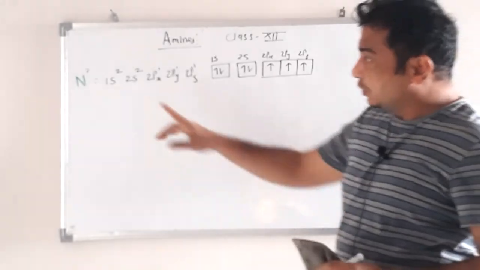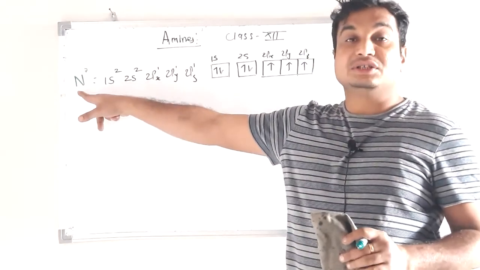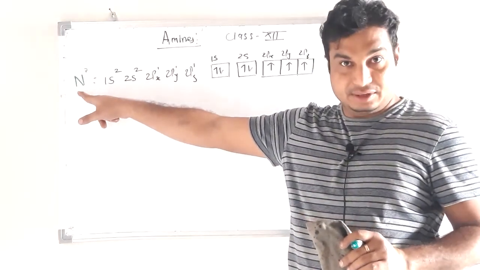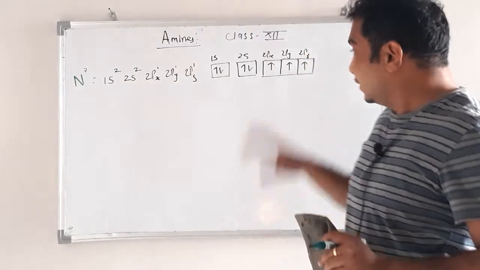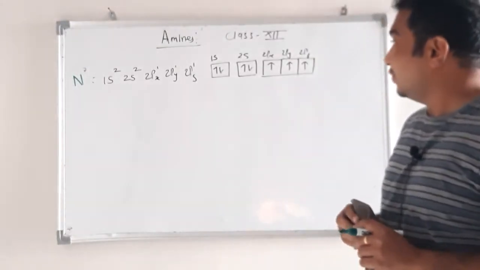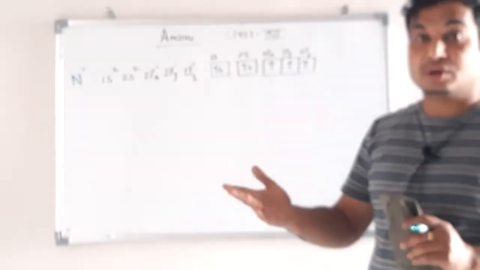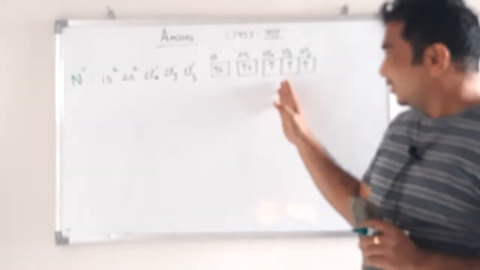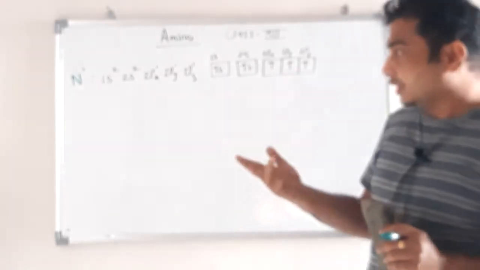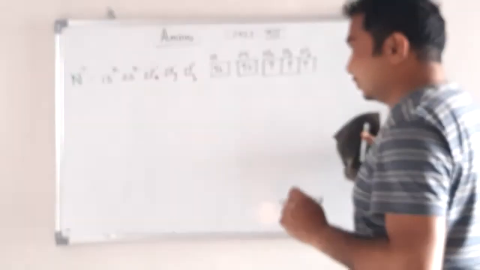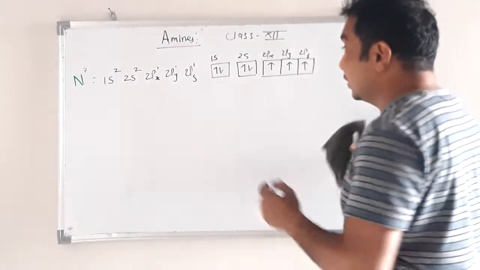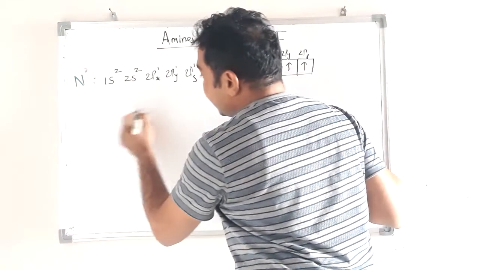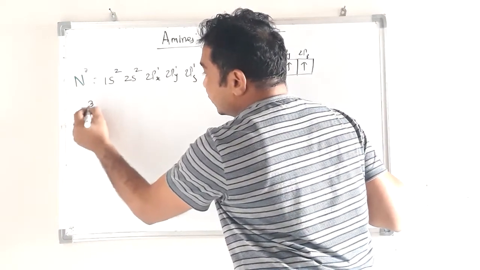Now, as we know, the valency of nitrogen is 3. It is trivalent, and its electronic configuration has 3 unpaired electrons. Therefore, there is no need to promote an electron from 2s to a higher orbital, because nitrogen already has 3 unpaired electrons, so it can easily form 3 covalent bonds. Therefore, no need to transfer an electron as in carbon. Now we can directly apply sp3 hybridization.